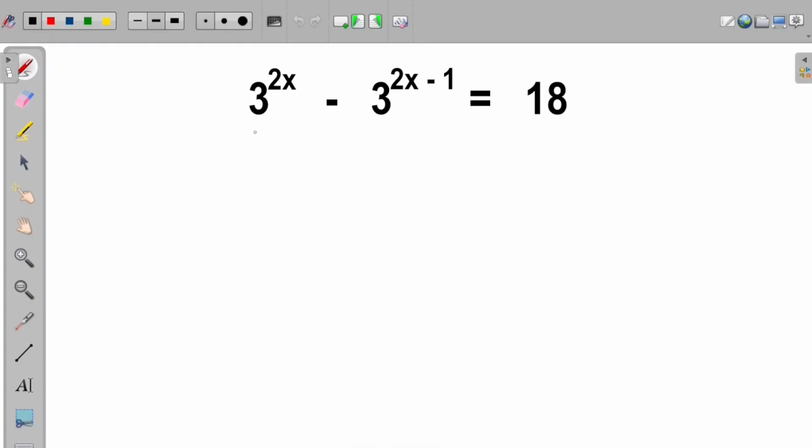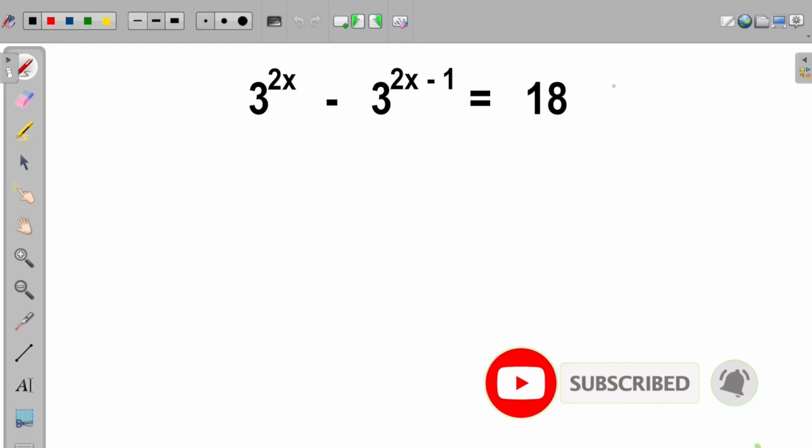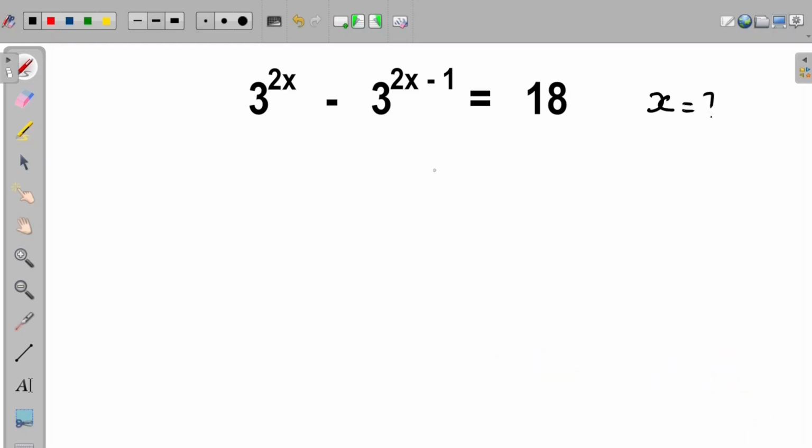Now, we have it that 3 raised to the power of 2x minus 3 raised to the power of 2x minus 1 is equal to 18. We're asked to find the value of x. So let's start. We have 3 raised to the power of 2x minus 3 raised to the power of 2x minus 1 is equal to 18.